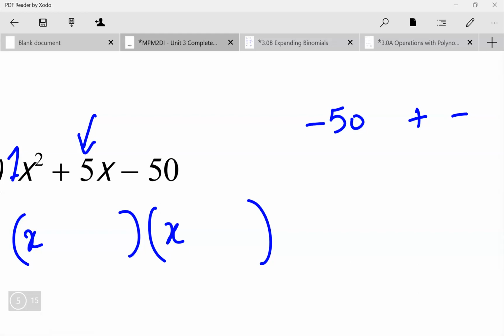So let's see, what numbers multiply to give me 50? I have 1 and 50. They don't subtract to give me 5. 2 and 25 don't give me 5. 3 doesn't work.